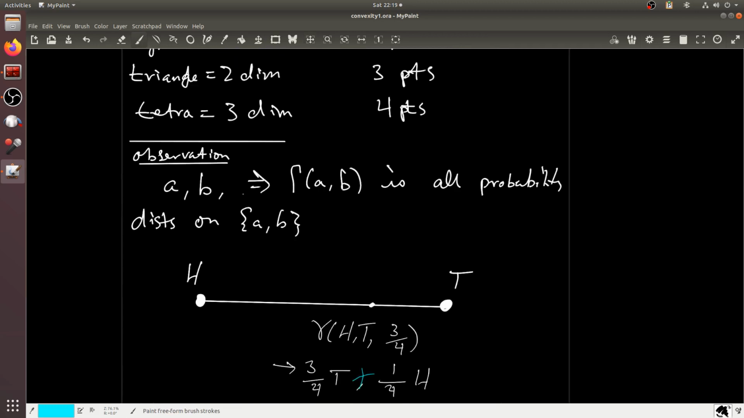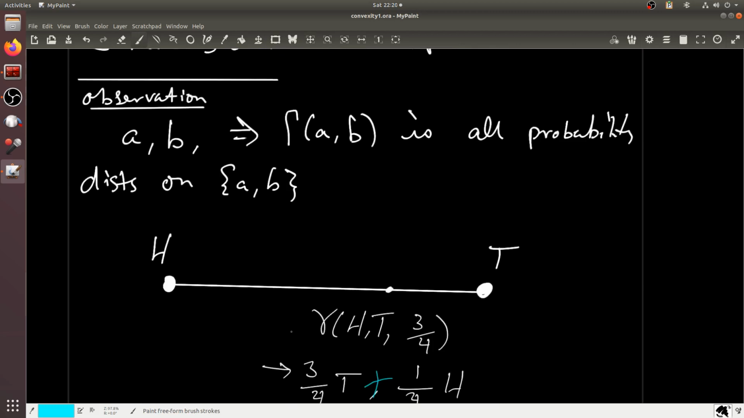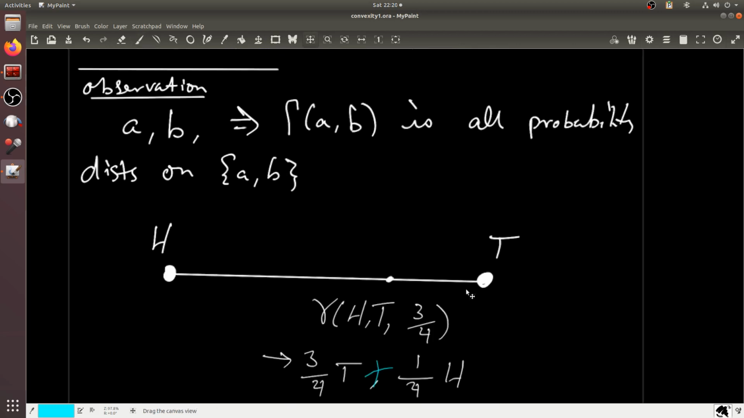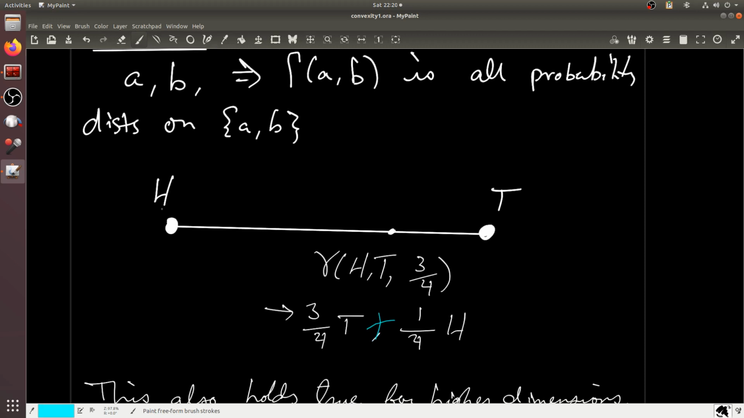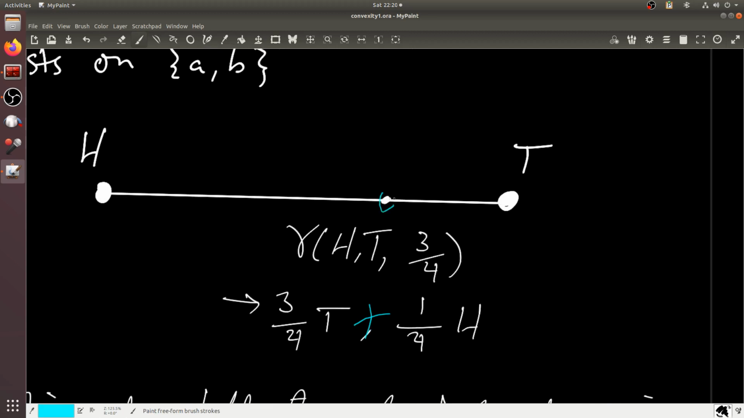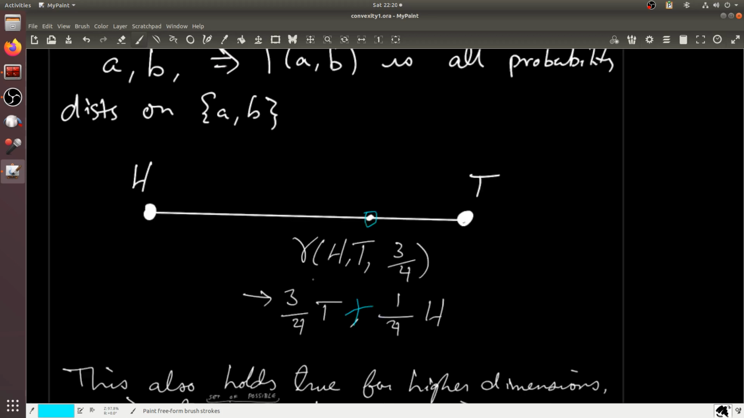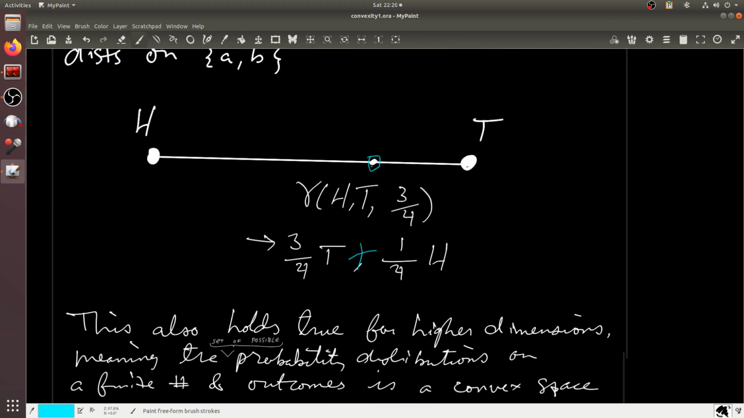Anyway, observation is that you take 2 points, the convex hull between them also encodes all probability distributions. So heads and tails, you pretend those are points, you take the straight line path from heads to tails, lo and behold, every point on the line corresponds to a probability distribution on heads and tails. And moreover, every probability distribution on heads and tails corresponds uniquely to one of the points. And so this one, ht 3/4, you plug that into the original equation, you get 3/4 t plus 1/4 h.